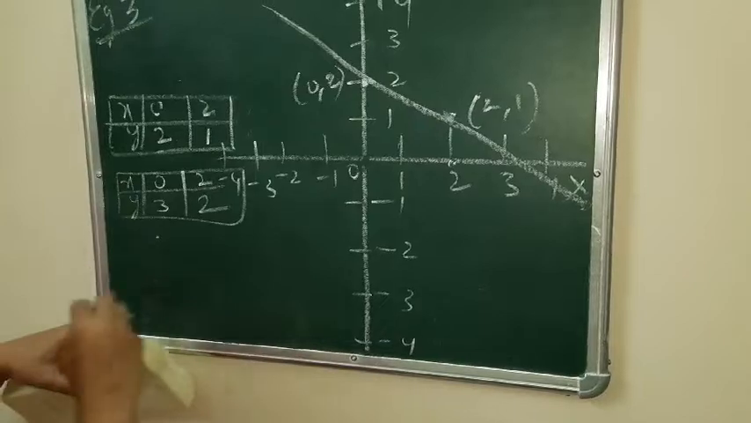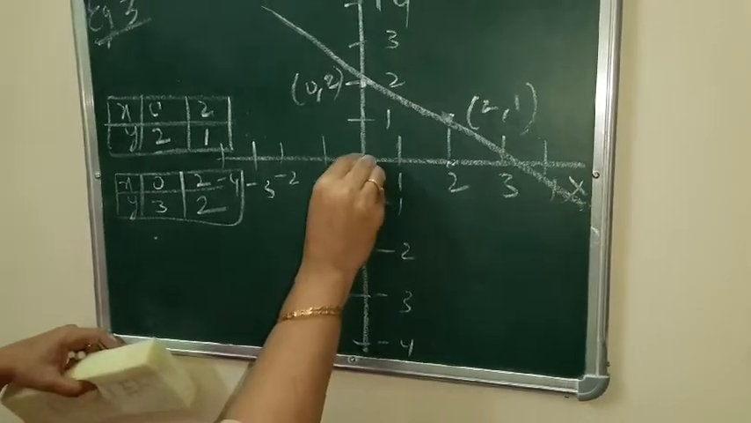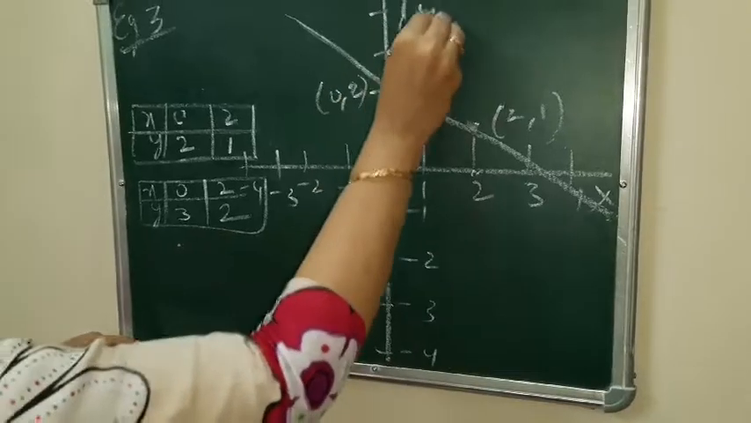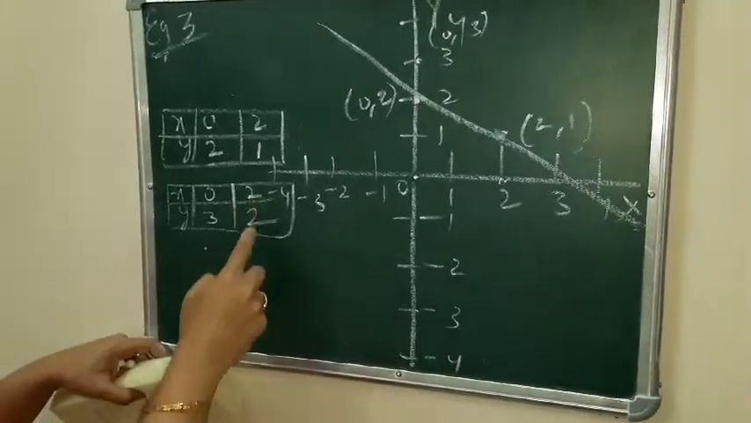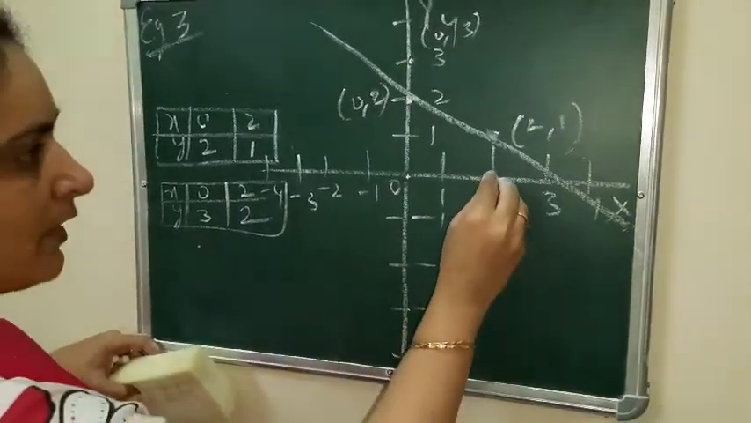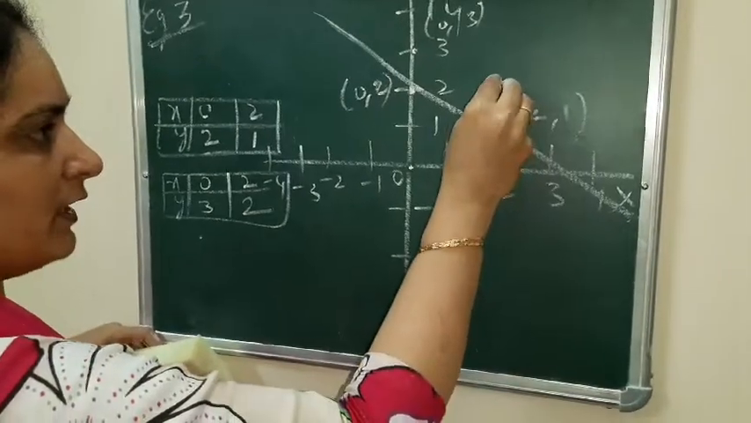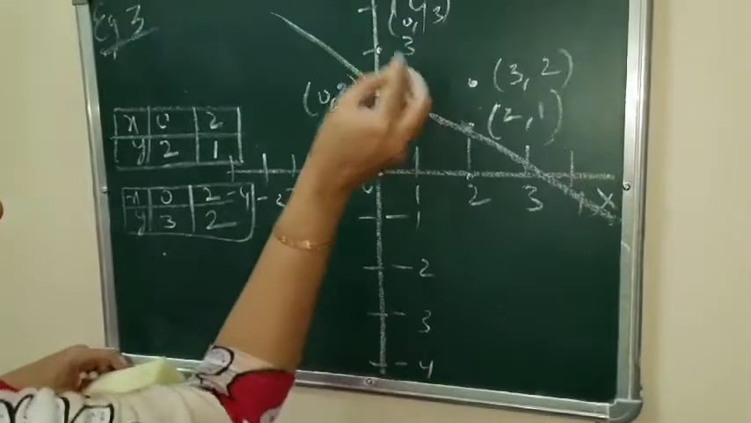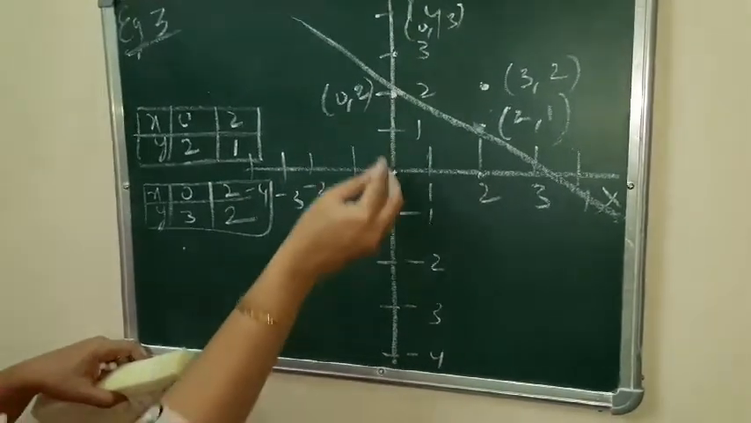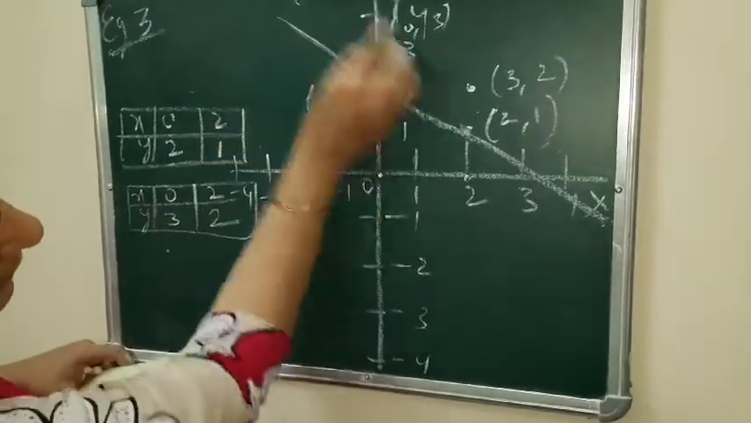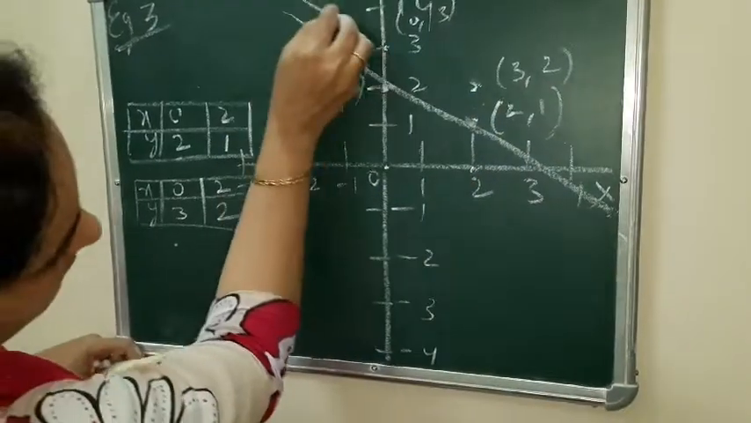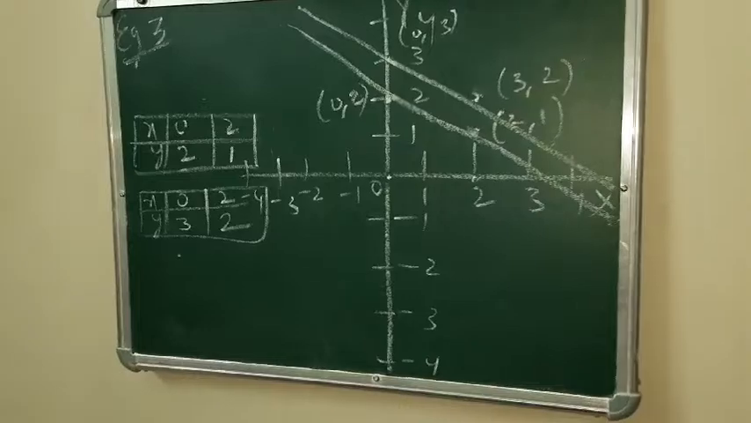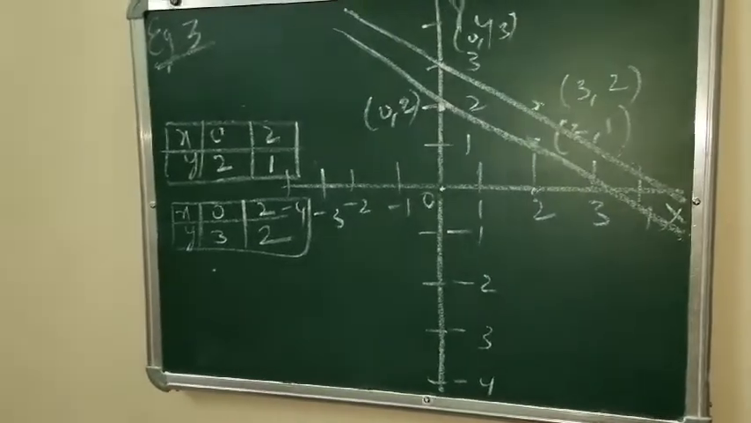For the second equation, it will be 0 comma 3. So from 0, on the straight line of it you will move till 3. So it is 0 comma 3. Then x 2, y 2. So 3 comma 2. And then draw a line. It would be somewhat like this. So you can see that both the lines are parallel.